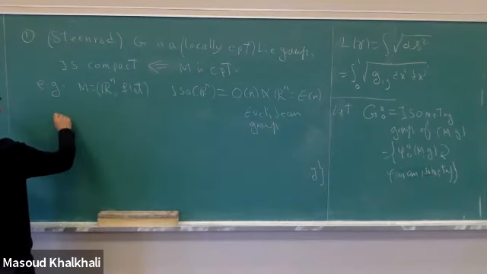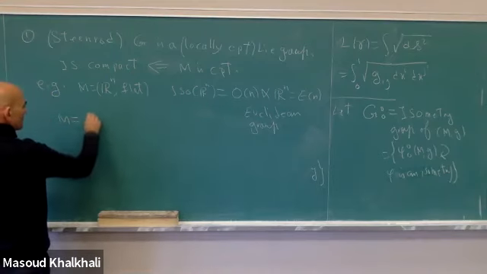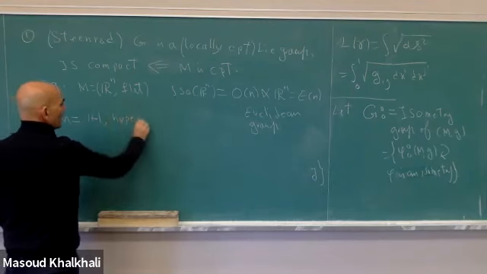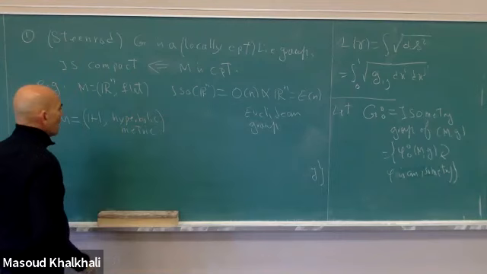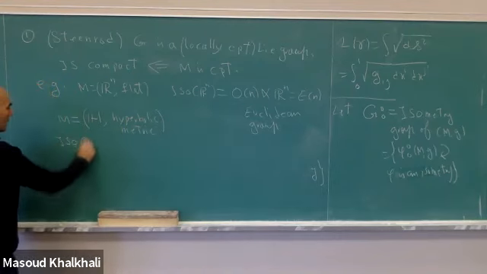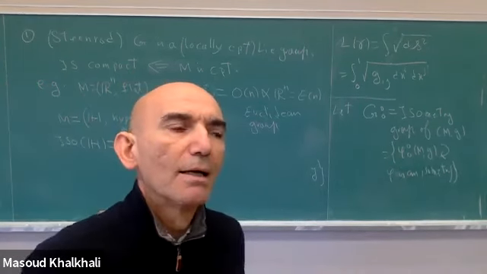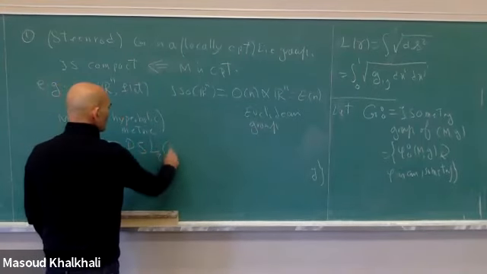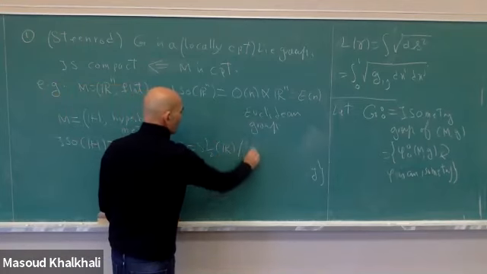So another example, M equal to, say, the Poincaré upper half plane, and the hyperbolic metric. In this case, isometries of this H. Do you know what is the isometry group in this case? PSL(2,R), right. Yes, it's PSL(2,R), which is SL(2,R) divided by plus minus one.